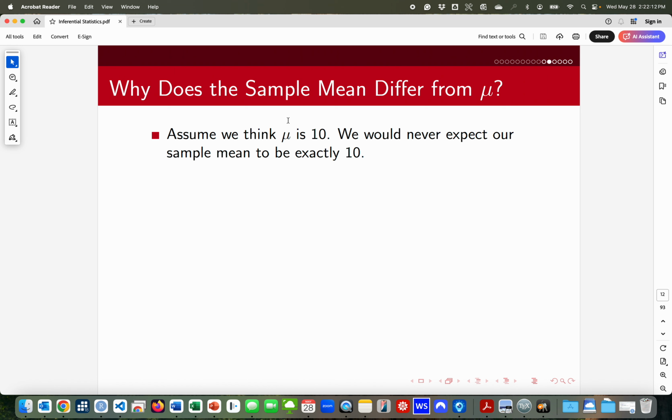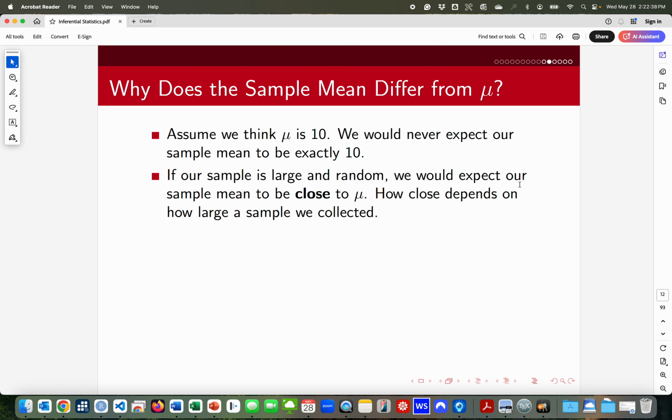So let's say we believe that mu is equal to 10. Why might we expect it to be something different? We never expect it to be exactly 10 because it's continuous. 10 is one outcome of an infinite number of outcomes. So we would never expect it to be exactly 10, but we would expect it to be close to 10 if mu is the true mean and we have large random samples.